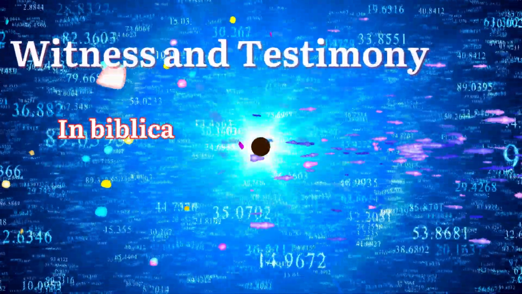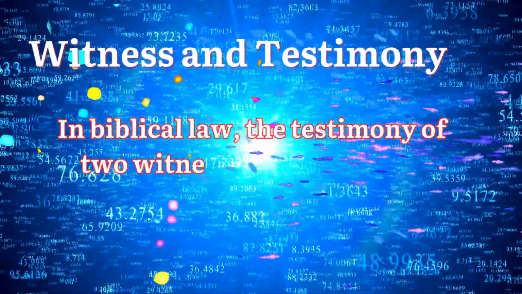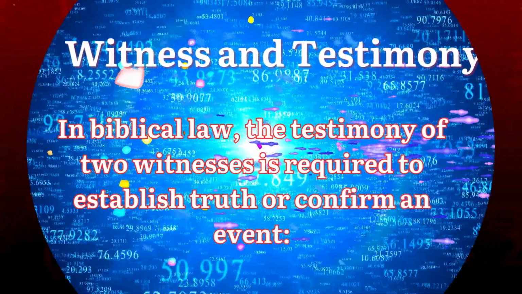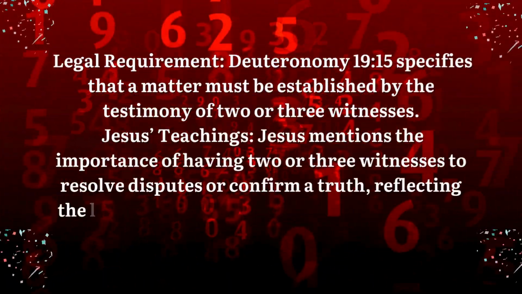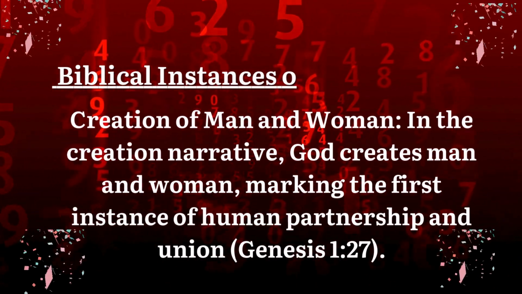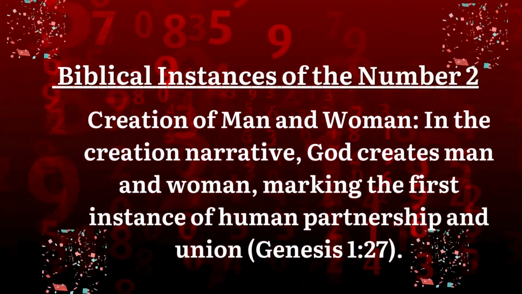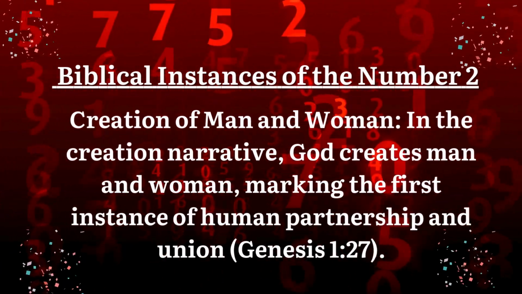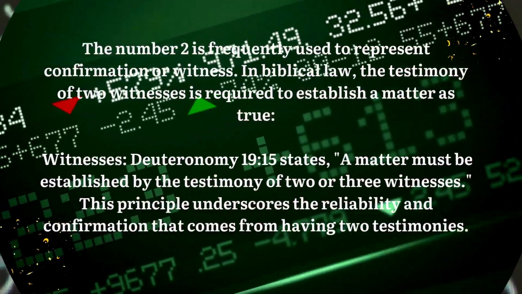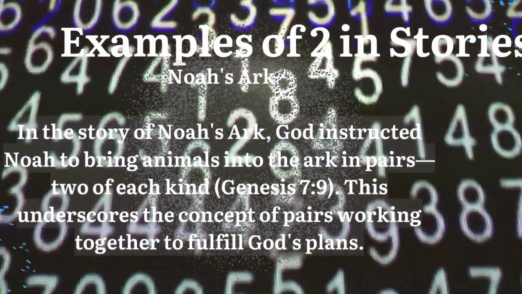Biblically, 2 can symbolize union and covenant, such as the relationship between God and humanity, or the union between a husband and wife. Biblical instances of the number 2. 1. Creation of man and woman. In the creation narrative, God creates man and woman, marking the first instance of human partnership and union. Genesis 1 verse 27.